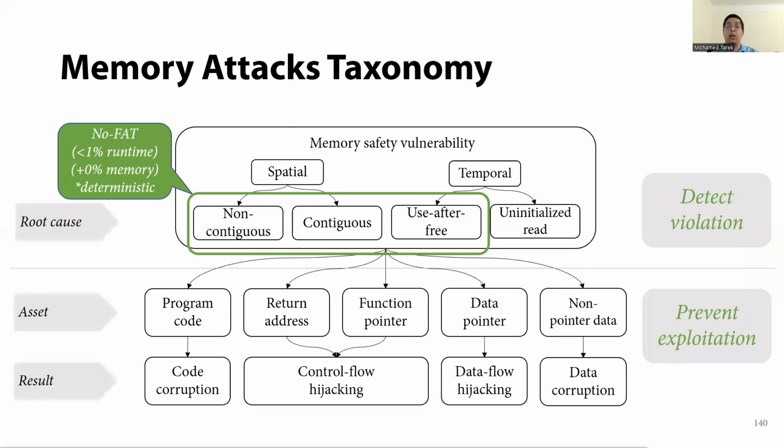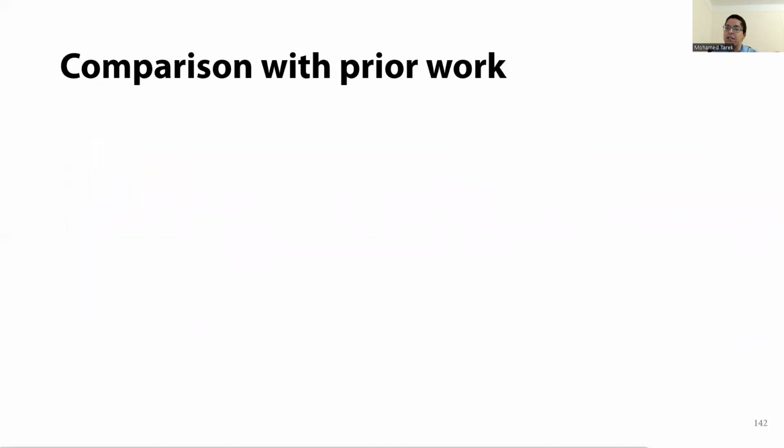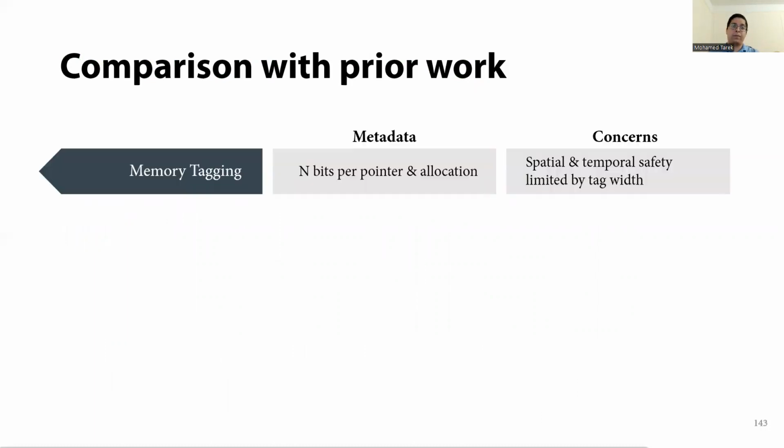So, in short, NoFat provides spatial memory safety and a degree of temporal memory safety with negligible runtime overheads when a binning allocator is used. So far, we have seen how my work advances memory block listing and permit listing. Before moving forward to the last part of this talk, let us take a couple of minutes just to see how my first two techniques compare to prior work in the field.